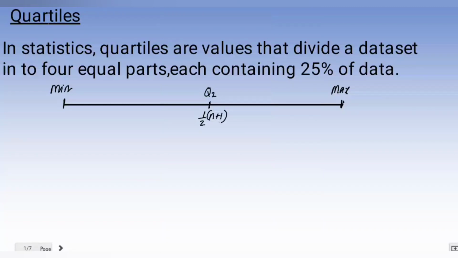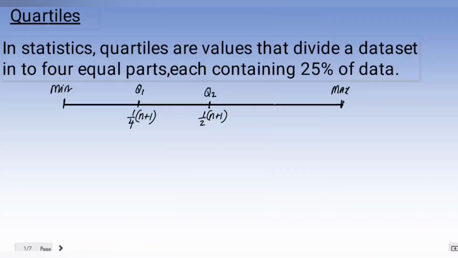Now Q1 is the center of the first half. That is, Q1 will be here, the center of the first 50%. And the formula for Q1, therefore, is 1 over 4 times n plus 1, because that is the first quarter. And Q3 will be the center of the second half.